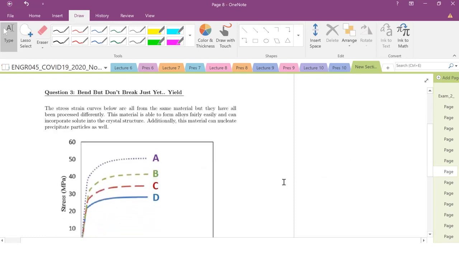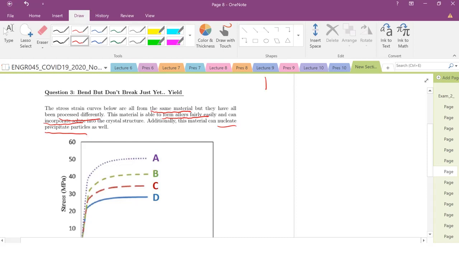It says the stress strain curves below are all from the same material, but they have all been processed differently. This material is able to form alloys fairly easily and can incorporate solute into the crystal structure as well. Additionally, the material can nucleate precipitate particles as well. So there are some important phrases here in this problem statement. All these stress strain curves are from the same material, processed differently. We could form alloys and incorporate solute. Additionally, this material can nucleate precipitate particles. So it's already starting to hint to you about the strengthening mechanisms.